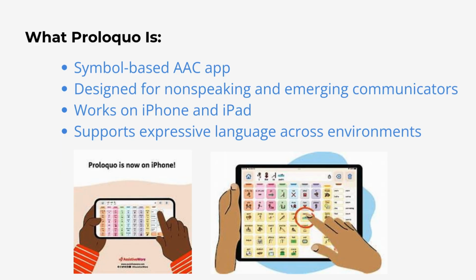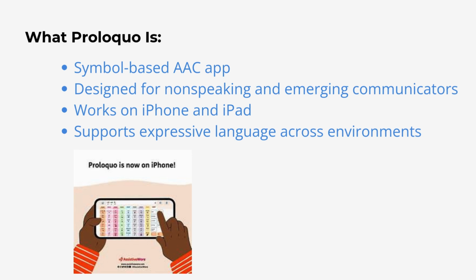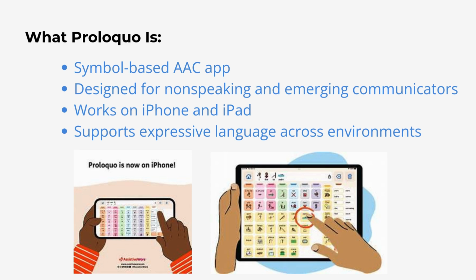Research shows that symbol-based AAC systems help students improve expressive language, literacy skills, and participation in instruction when implemented consistently and modeled by adults. Proloquo is powerful, yet it has limitations. Students need consistent modeling from adults throughout the day. The app requires dedicated onboarding and practice, which means teachers must build routines around modeling core vocabulary. Vocabulary organization can feel overwhelming at first for staff who are still learning AAC systems.